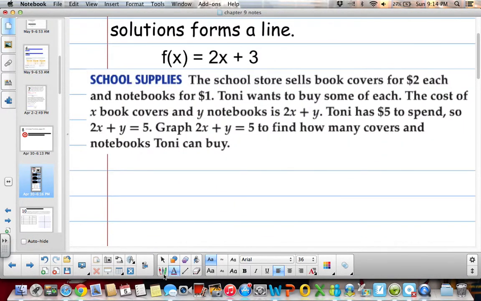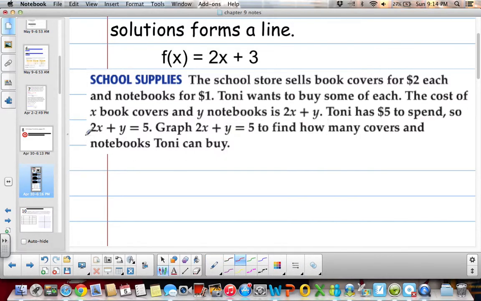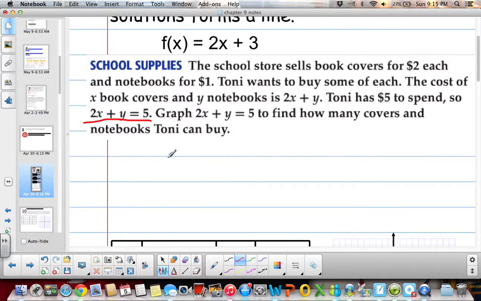So we have our equation to figure out how many notebooks and book covers Tony can buy. We have 2x plus y equals 5. In order for us to create a table and a graph, we have to write it in the form of a function. f of x is also the same as y. So you can see we have an x and a y in our function. We're going to rewrite 2x plus y equals 5 in a y equals form.